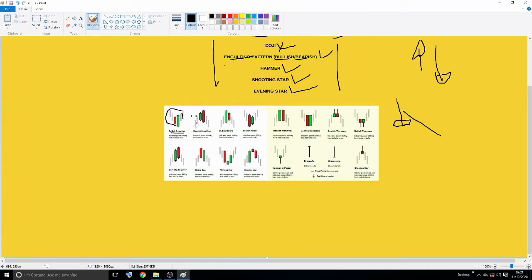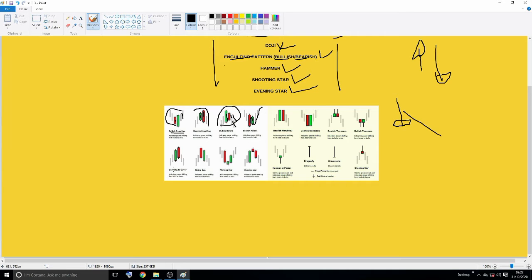We have a bearish engulfing pattern. So you see the difference here. The green one is bigger than the red one, and then on the bearish, the red one is bigger than the green one. And then we have a bullish harami. The green one is bigger than the red one, but we are looking for sells. And then we have a bearish harami. The red one is big and the green one is smaller, but we are looking to go to the upside.